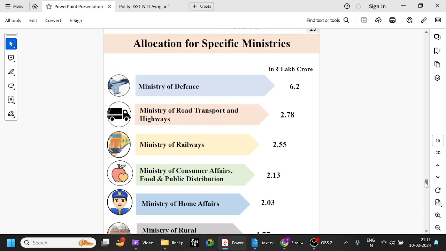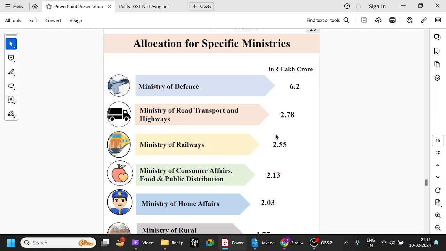This is the interim budget, so no need. Next, before going to the exam, when you get the full term budget, then you have to remember the allocation to specific ministries and also allocation to specific schemes. Take the most important schemes, okay, a couple of schemes, and also try to remember the allocation. So Ministry of Defense 6.2, always it will be in that, I mean more than 6 lakhs, 7 lakhs like that, 7 lakh crore, okay, it is in lakh crore.